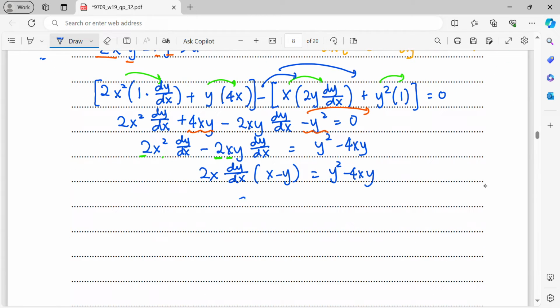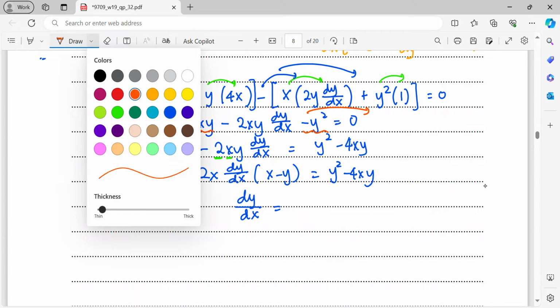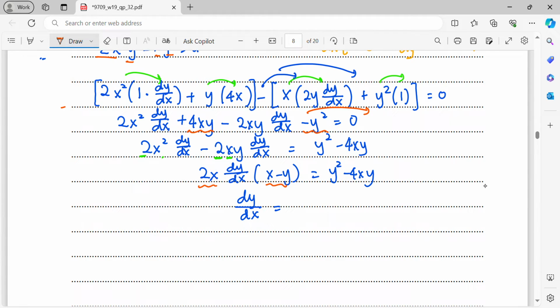Then get the dy/dx as the subject. So to get the dy/dx as the subject means that this 2x and this bracket move down. It's like division. Okay, and at the same time for the right side, I can factorize the y. Then here is going to be y minus 4x because the y is in common. Then now I will get y(y minus 4x) divided by 2x(x minus y). This is my dy/dx.